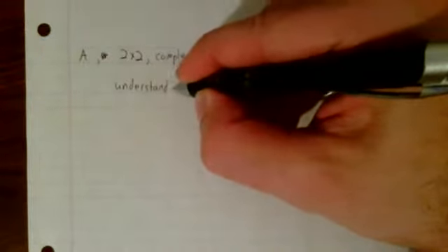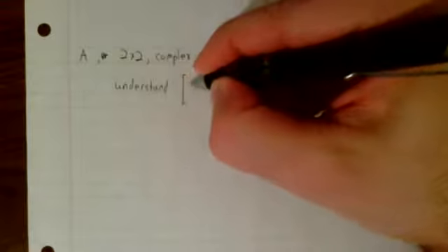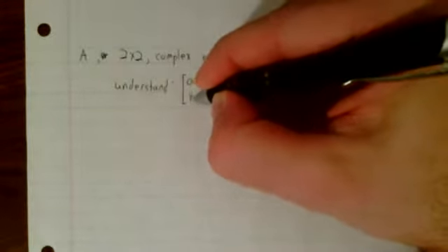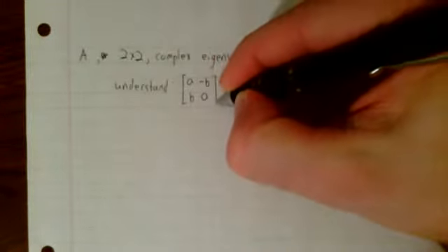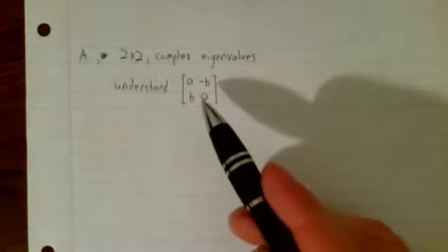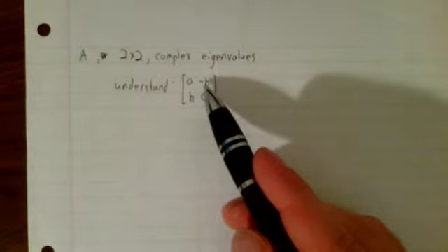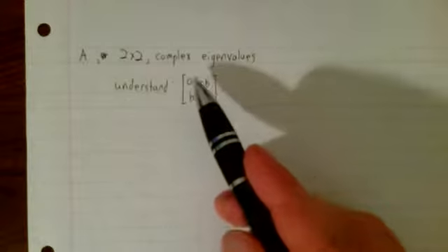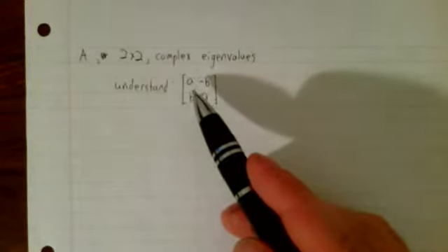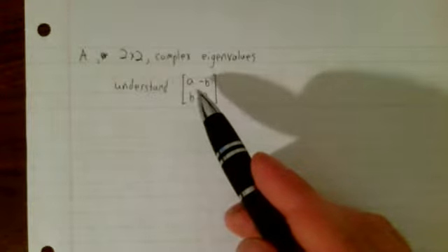And we understand the behavior of these special 2 by 2 matrices with complex eigenvalues, multiplying by a matrix that looks like this, rotates the vector, then scales it.